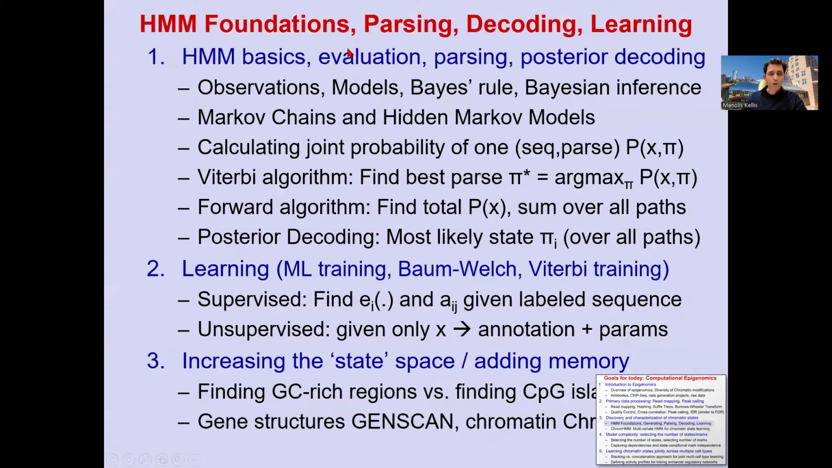And then for hidden Markov models in particular, we saw the basics of observations versus models, of using Bayes' rule. We looked at the difference between Markov chains, where I'm just transitioning between different observations, and hidden Markov models, where I'm transitioning between hidden states and I emit observations. And then we looked at the Viterbi algorithm, the forward algorithm, a little bit of the posterior decoding algorithm that basically allows me to align effectively a set of hidden states to a set of observations.